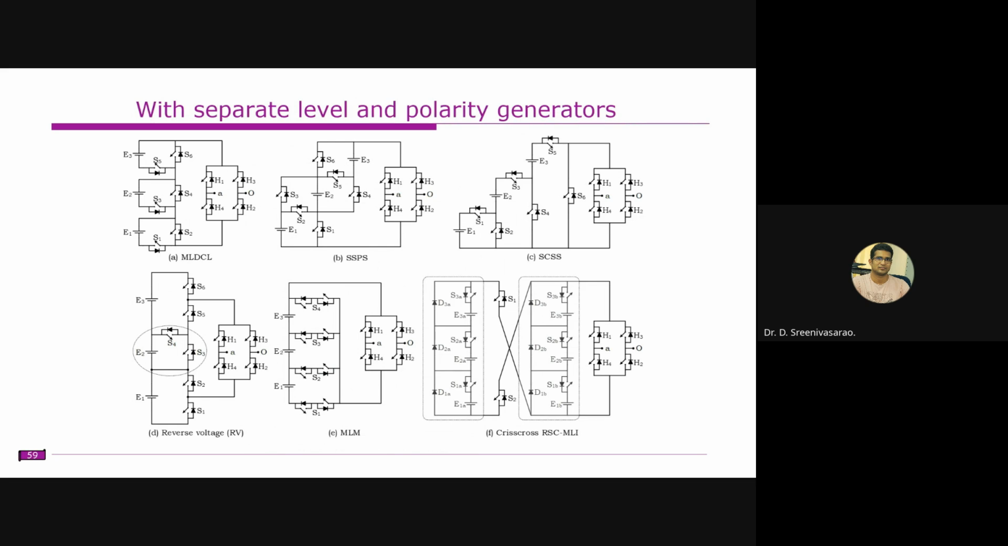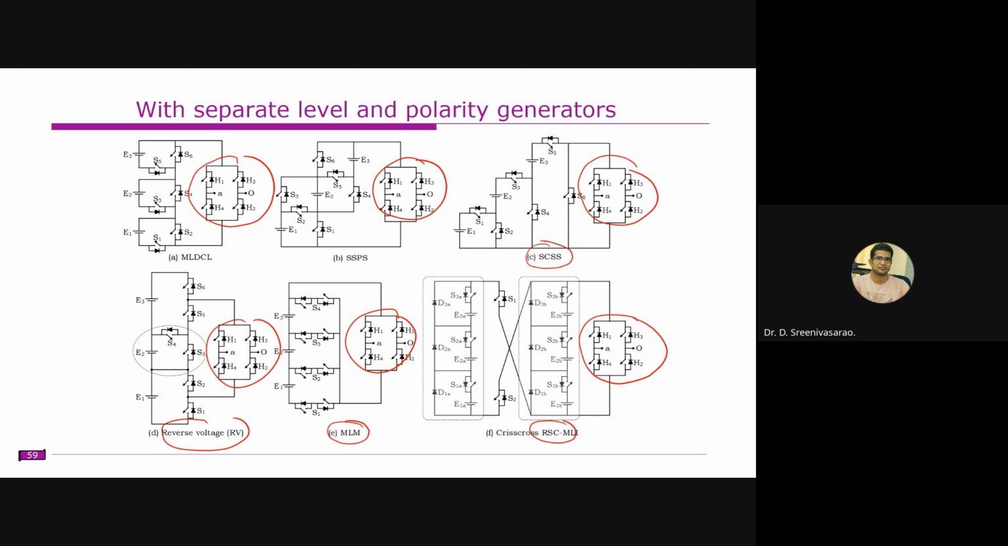So these are some of the commonly used converter topologies, especially for grid-connected applications or some other applications, right? This one is the MLDCL, multi-level DC link, SSPS, series switched parallel sources, series connected sources, and reverse voltage topologies, modular MLM topologies, and this reverse current volt. These are separate level and polarity generator based methods, right? If you see that, all consist of some H bridges, right?